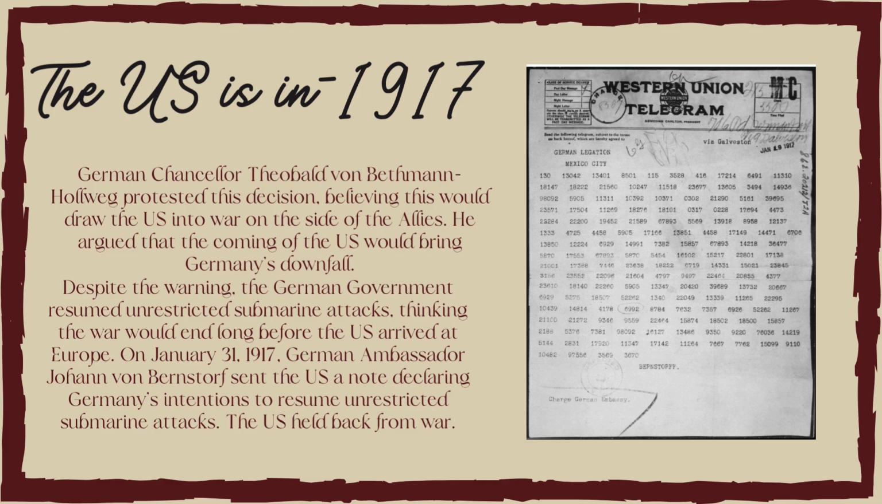He argued that the coming of the U.S. would bring Germany's downfall. Despite the warning, the German government resumed unrestricted submarine attacks, thinking the war would end long before the U.S. arrived in Europe. On January 31, 1917, German Ambassador Johann von Bernstorff sent the U.S. a note declaring Germany's intentions to resume unrestricted submarine attacks. The U.S. held back from war.